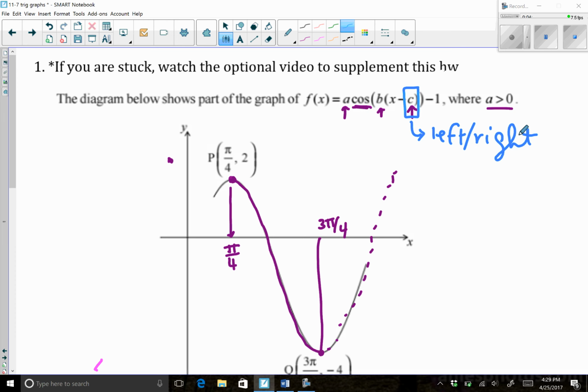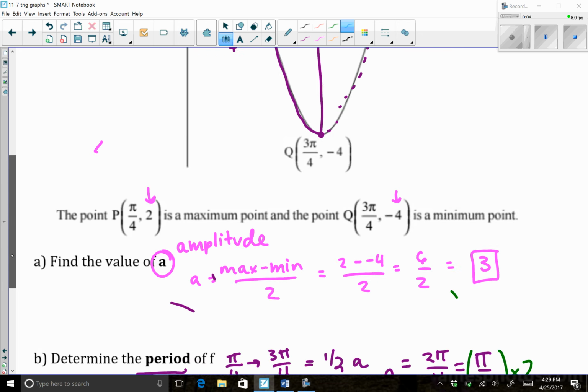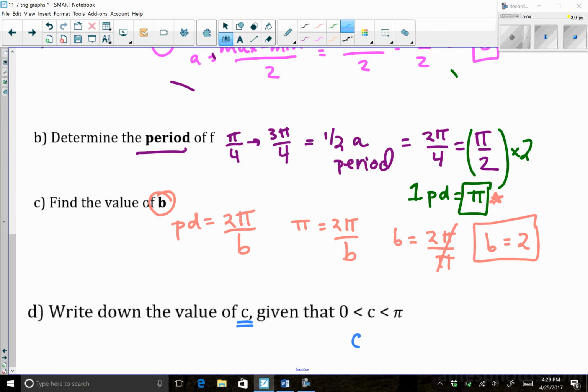So we have to think about where cosine graphs normally start. Normally cosine graphs start on the y-axis at the top. But now it's shifted. It's starting its cycle over here at pi over 4. So it looks like it's shifted pi over 4 units to the right, because normally it starts on the y-axis, but now it's starting at an x value of pi over 4. So my C value for this function would have to be equal to pi over 4 for my final answer. So that's using a graph and relating it to certain parts of an equation.